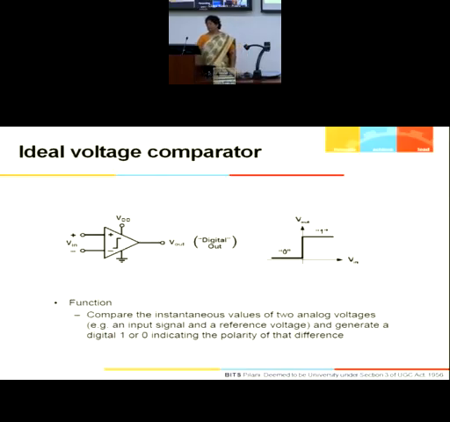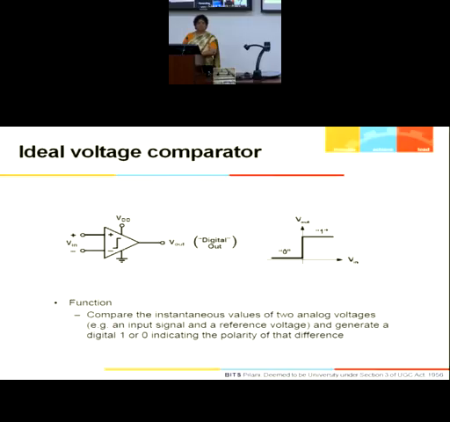Very simple. If I try to draw its characteristic, this Vin is actually the difference between the two terminals. So this is actually Vref minus the input that you are applying. That is the Vin to the comparator. If the input is positive, I can say V input is more than V reference, then I will get a high transition, or it will be going to 0 or a low value.